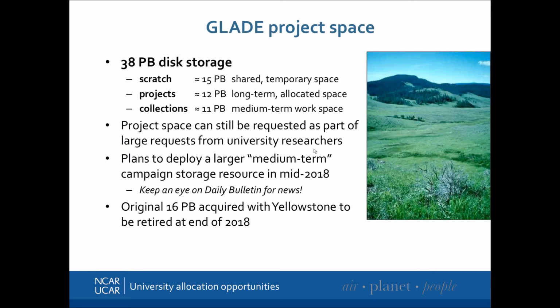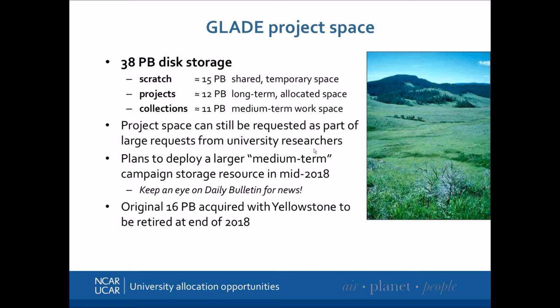A second allocated resource we deal with is Glade project space. So the Glade system currently has 38 petabytes of storage on disk. 15 petabytes of that is for scratch space. About 12 petabytes is currently set up for long-term allocated space. And then another 11 petabytes is set aside for collection space. This includes work such as from the RDA data collections, the Research Data Archive, or from the Climate Data Gateway, data collections being CMIP data.